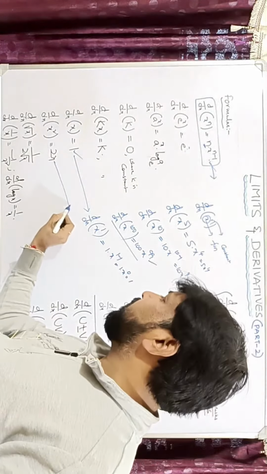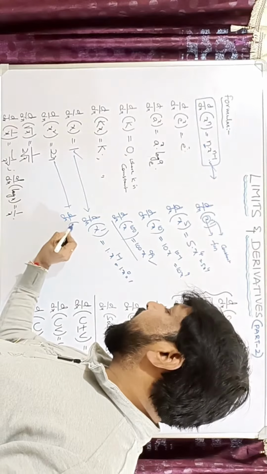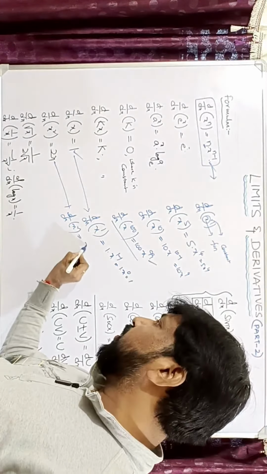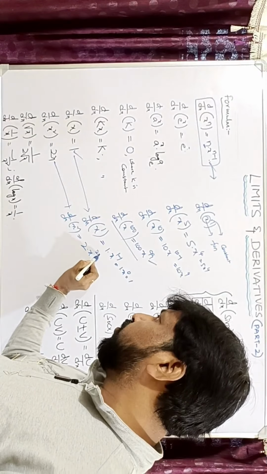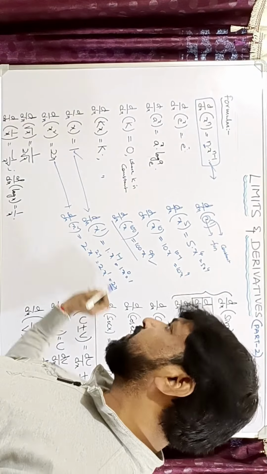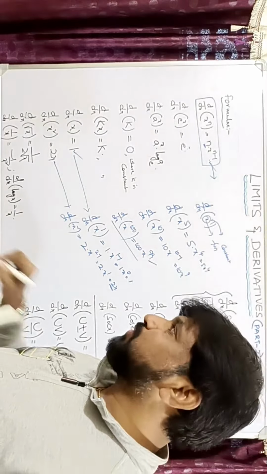Coming to the next, second formula, check it. d/dx of x square. What is the derivative of x square? According to this formula, 2 into x power 2 minus 1. 2 into x to the power of 1. That is nothing but 2x. That's all. Let us move to the next.